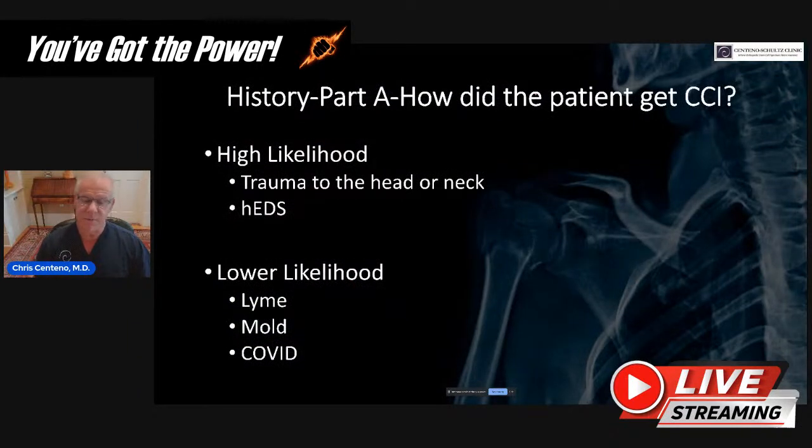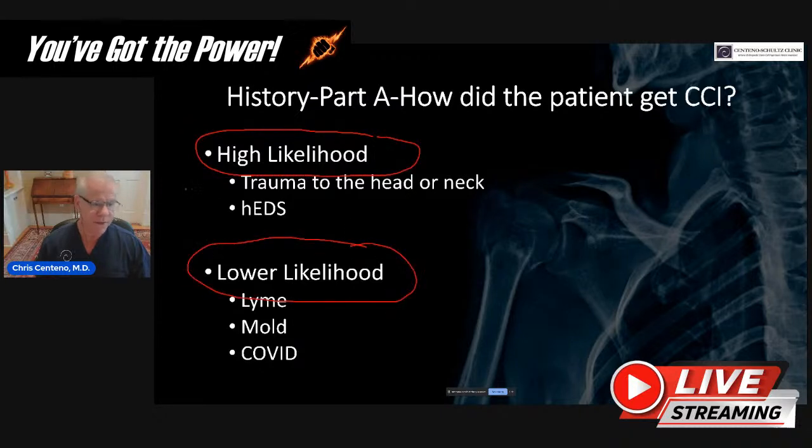So in history, we're going to break it into two parts. The first part is, how did the patient get craniocervical instability or CCI? And for high likelihood, again, you're going to see me create these two categories here as we go through these things. Higher likelihood and lower likelihood doesn't mean that these people might not have CCI. It just means there's a bigger question about whether they do. And this is the one we'd like to see because this is the one that's the most clear. So obviously some sort of trauma to the head or neck that can cause CCI. And another one would be EDS or stretchy ligaments.